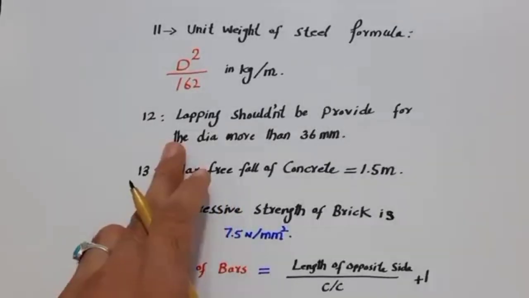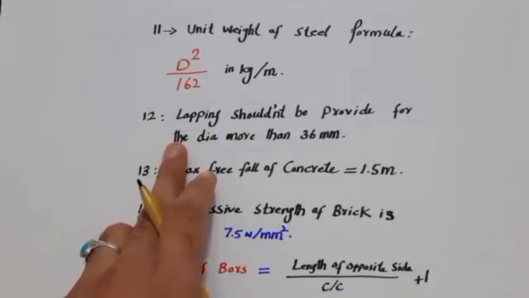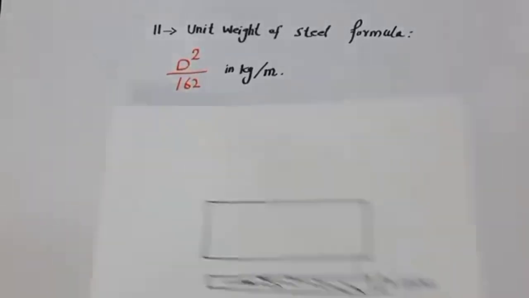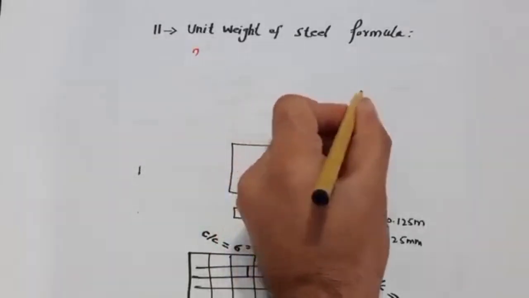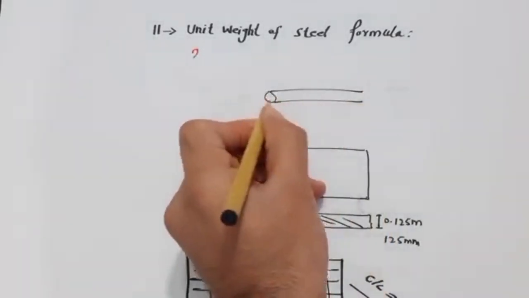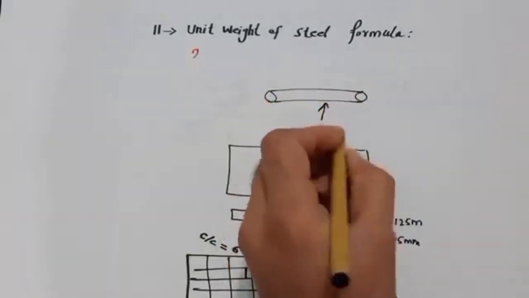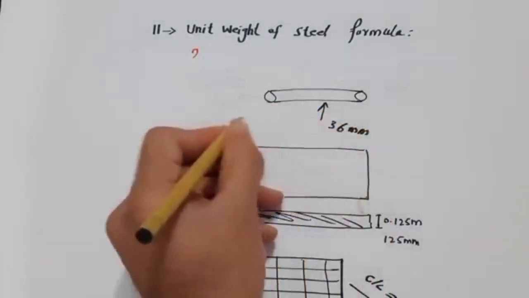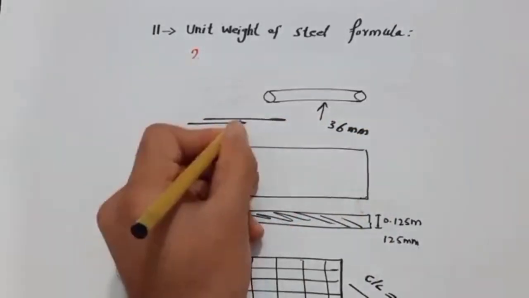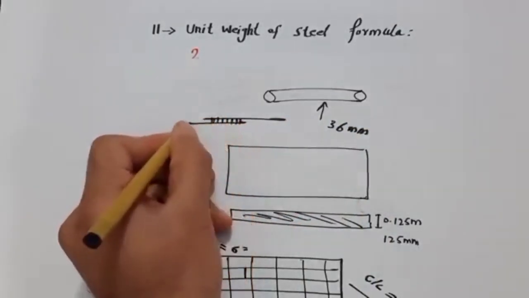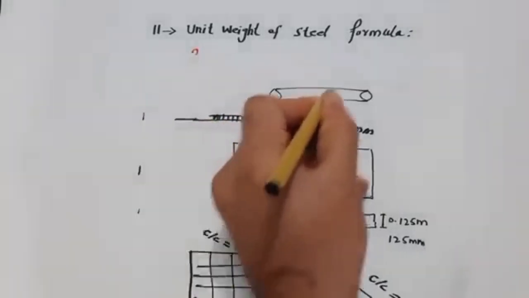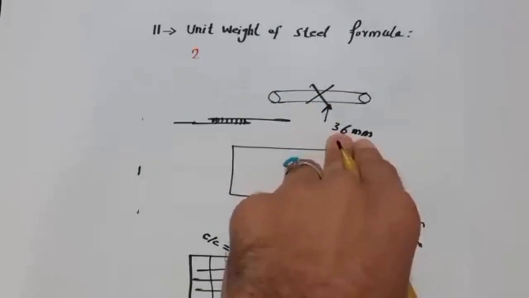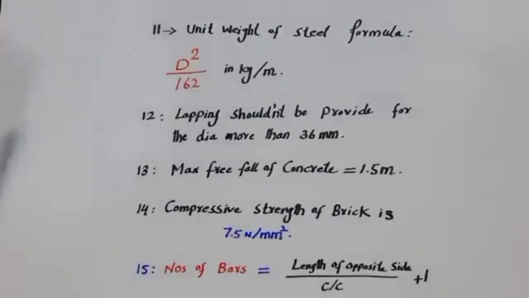Guys, the 12th one is lapping should not be provided for a dia of more than 36 millimeter. For example, you can see this is a steel rod. If the dia is more than 36 millimeter, the lapping should not be provided. This is lapping, guys, you can see. Less than this you can use it. For larger dia you can use the coupler method or any other one.